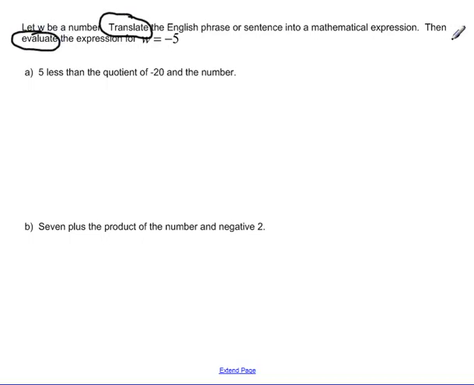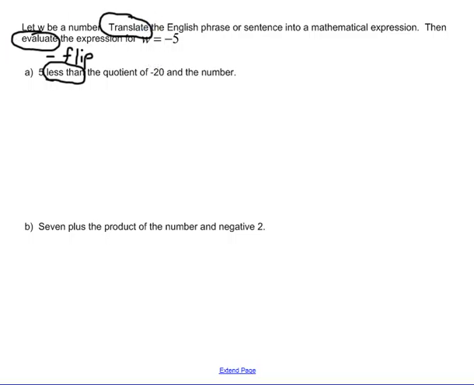So let's do the translation first here. In this first problem, we have 5 less than the quotient of -20 and the number. Okay, so 5 less than. Less than is going to be a subtraction problem. But when we see less than, if I'm taking 5 less than something, that means that I need to start with the something and take 5 away from it. So this is the old subtraction flip. That 5 is going to end up at the end of the problem, not at the start of the problem.